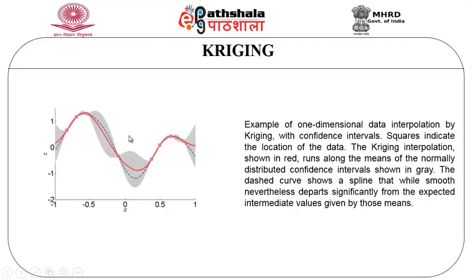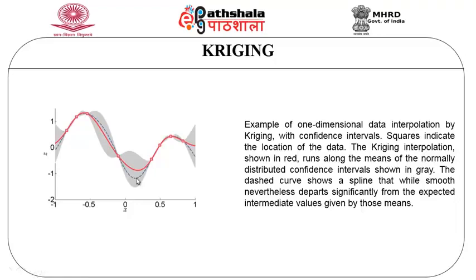This is also another example which has been taken from Wikipedia. This is an example of one-dimensional data interpolation which is represented by the Kriging technique with confidence intervals. The squares indicate the location of the data. The Kriging interpolation is shown in red color, which runs along the means of the normally distributed confidence intervals, which are shown in gray.